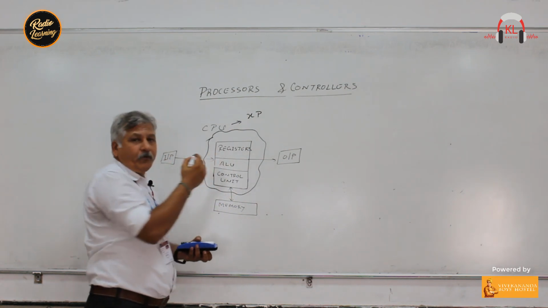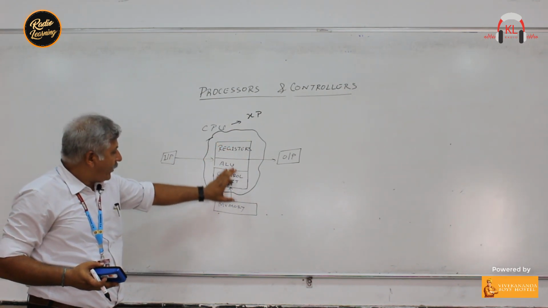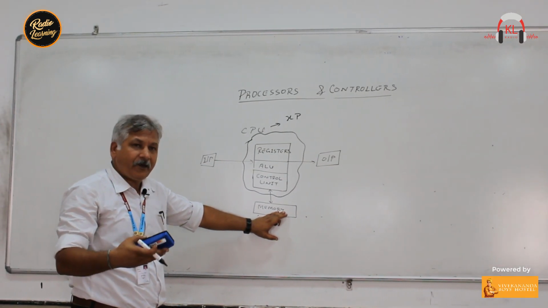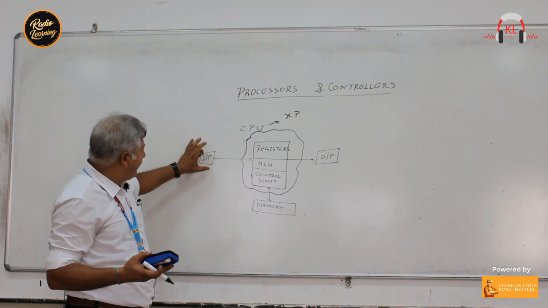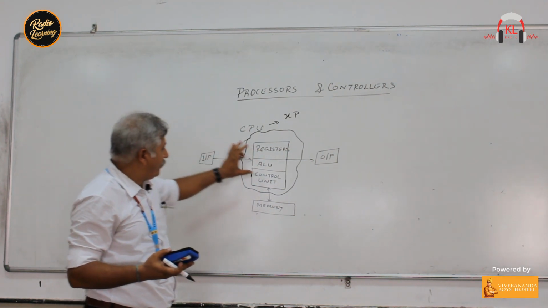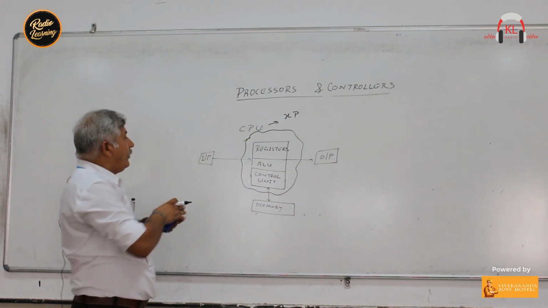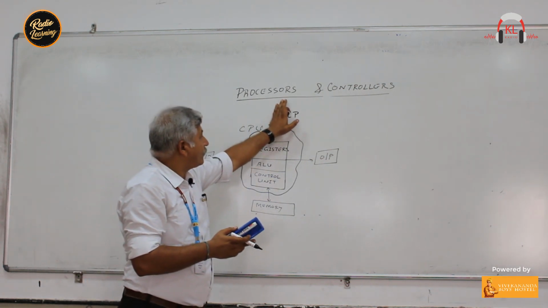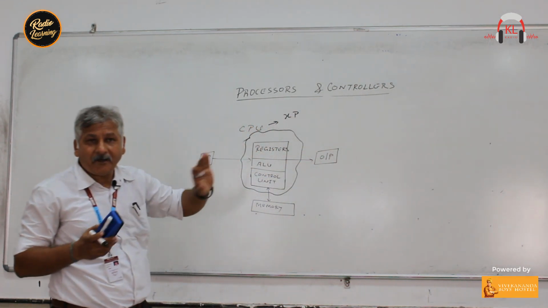And this microprocessor requires memory where we can store our program or our data. It should be able to communicate with the input device. It should be able to communicate with the output device. So now there are two things, processor and controller. What is the difference between processor and controller?